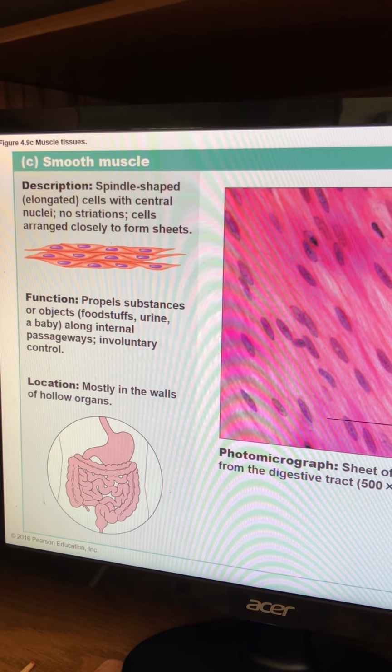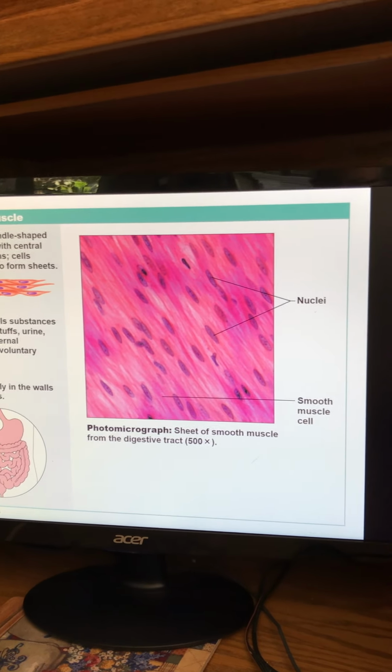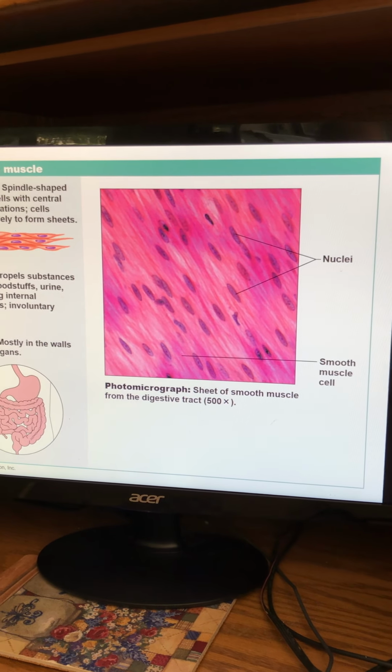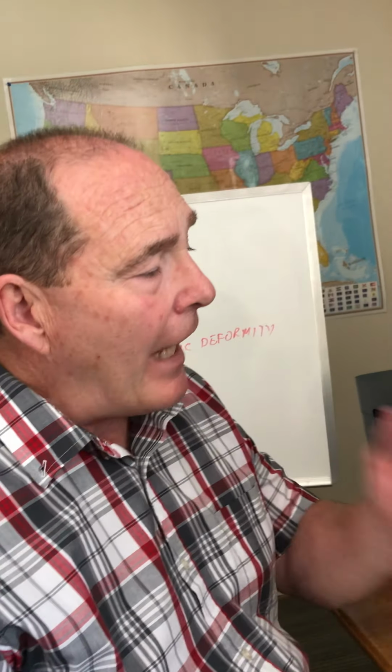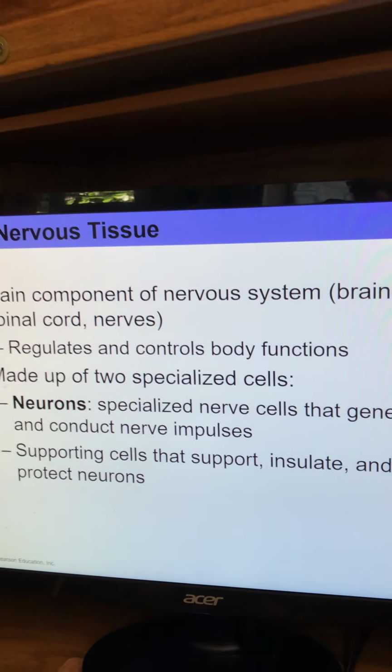It's a whole series of spindle-shaped or elongated cells that are going to be close together that will help you to move things from one place to the next. And that is the end of the muscle tissue. The last of the four tissues is going to be nervous tissue.